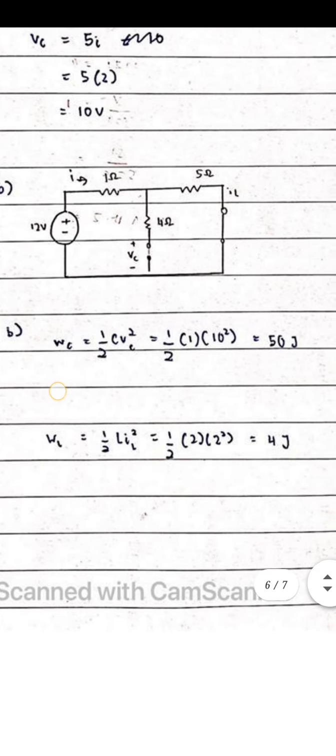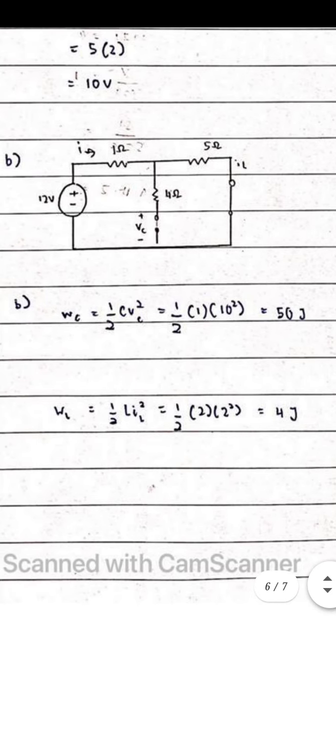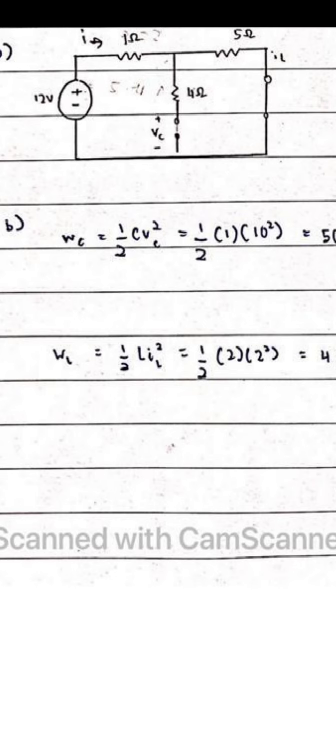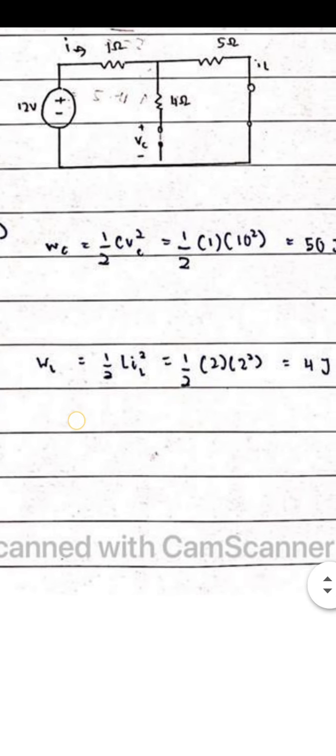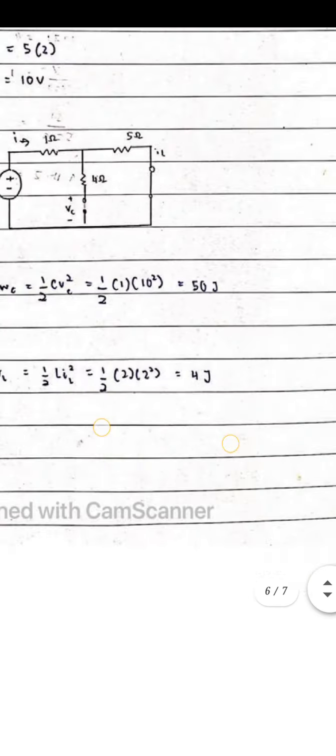For part B, we need to find WC. So WC equals 1 over 2 C V squared, equal to 1 over 2 times 1 times 10 squared, equal to 50 joules. Then WL is 1 over 2 L I squared, equal to 1 over 2 times 2 squared, so the answer is 4 joules.